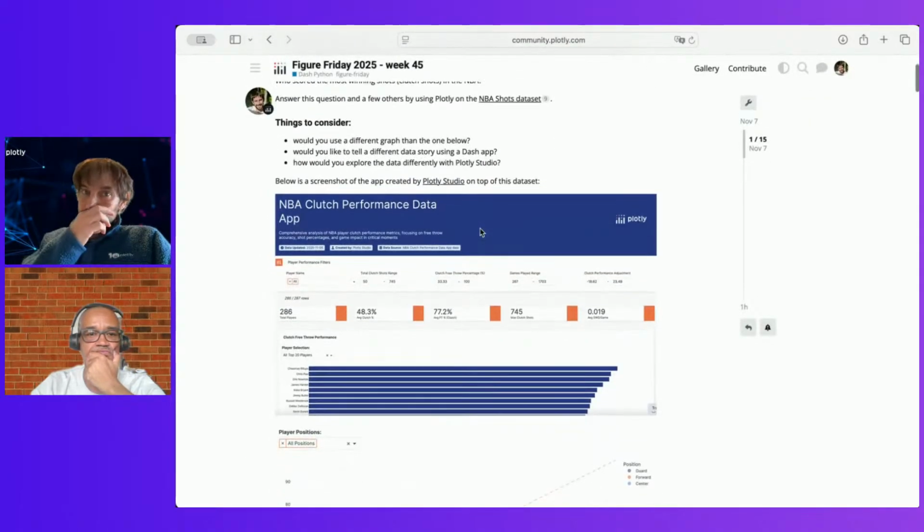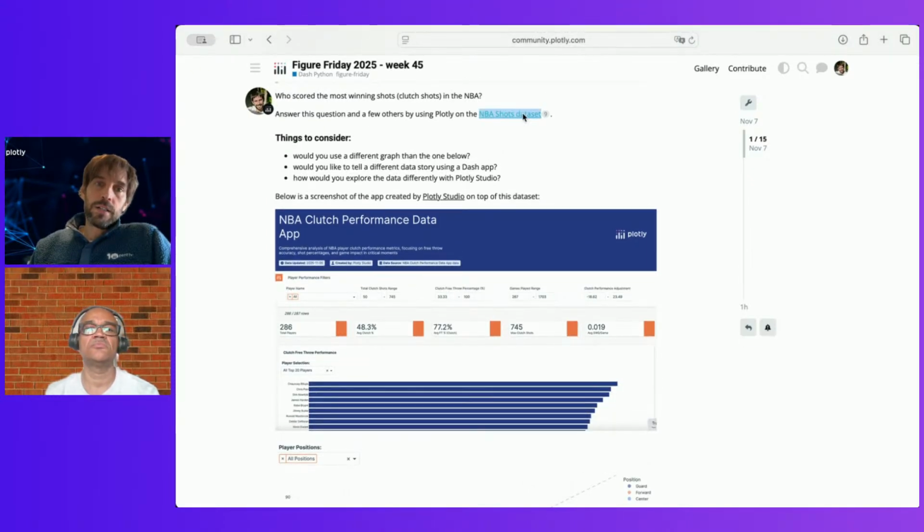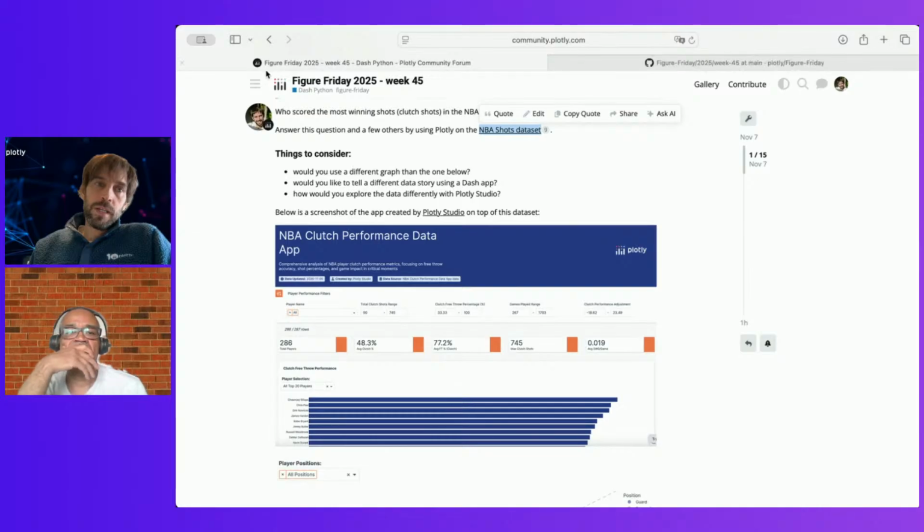It was about NBA shots, but specific shots called clutch shots, which tend to be the shots in the last 5 minutes of the game when there's a very small point difference. Alex, do you remember the difference in points? Under 5 points, in the last 5 minutes. And so we have an analysis here of the data set. Let me just show everybody.